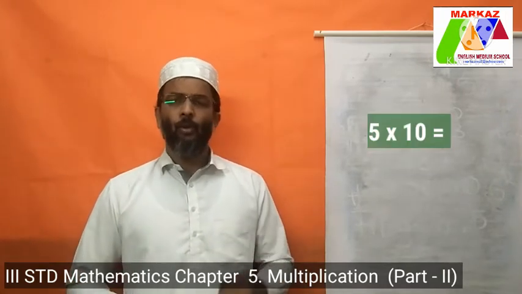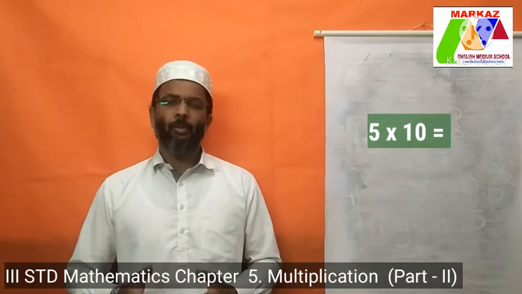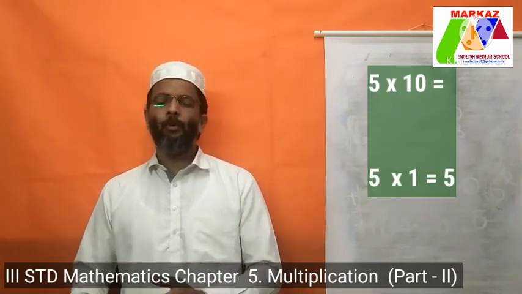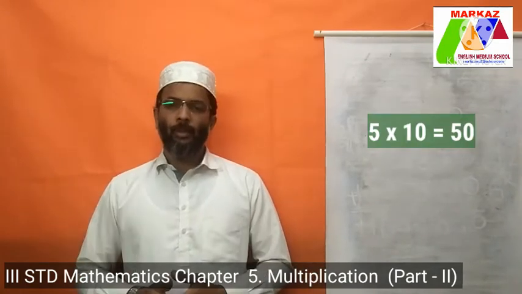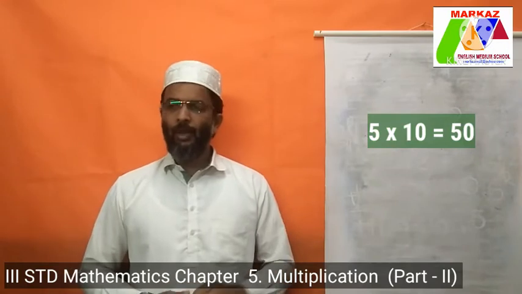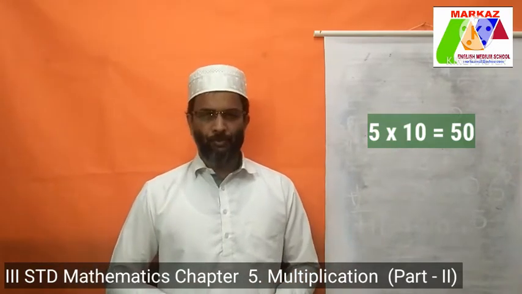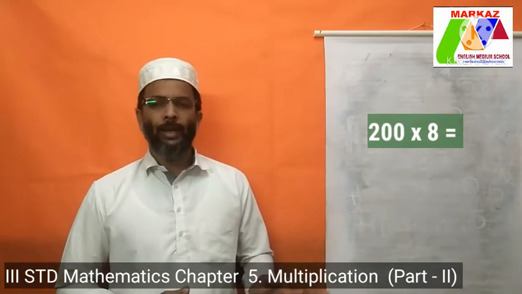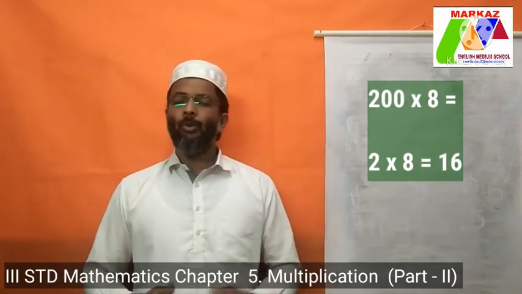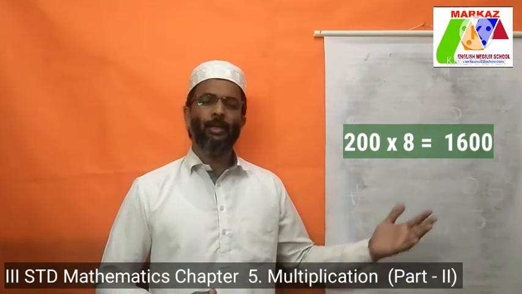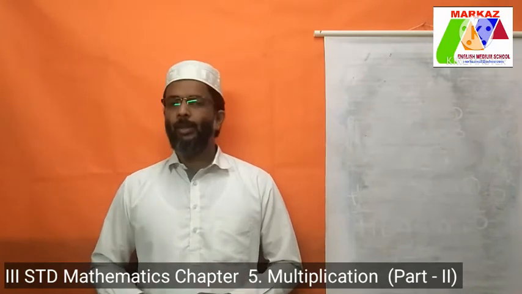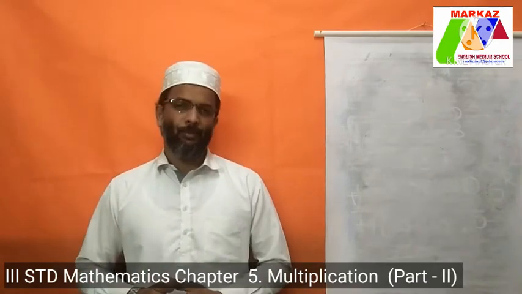One more example. 5 into 10. Just multiply 5 into 1. Then put 1 zero to the right of the product. Answer is 50. If it is multiplied by 100, add 2 zeros after the product. 200 into 8. 2 8s are 16. Add 2 zeros. 200 into 8 is equal to 1600. Similarly, if you multiply by 1000, you just add 3 zeros to the right side of the product.